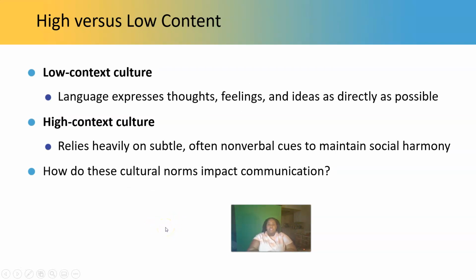So next we're going to dive into some intercultural communication concepts. Say that 5 times fast. So let's begin with high versus low context culture. So I want you to think about this. Think about how you express yourself. For instance, if you are more direct in communication, where did you learn that from? If you're more indirect in your communication, where did you learn that from?